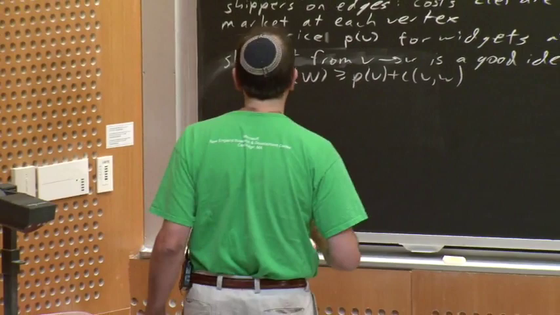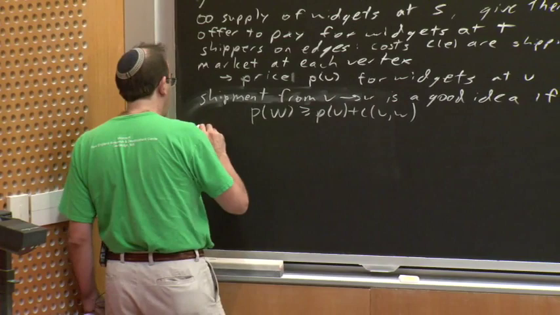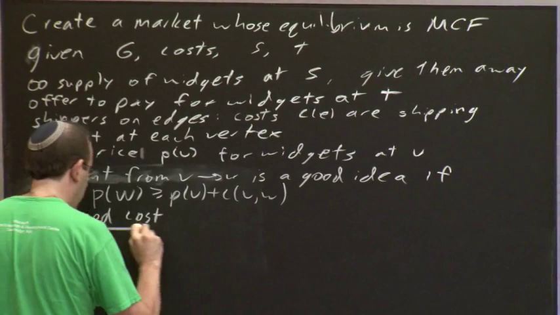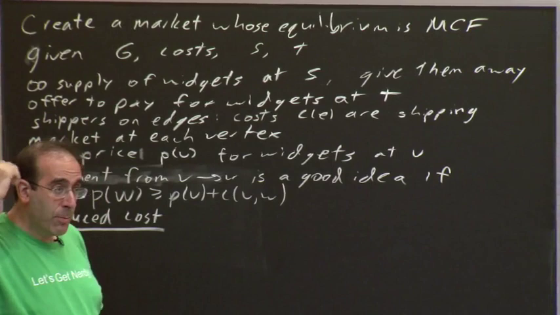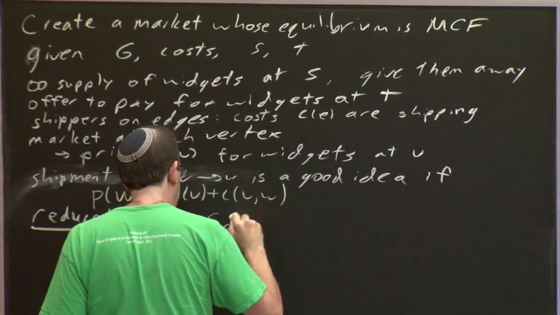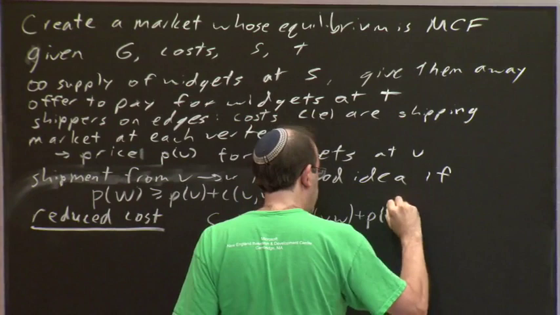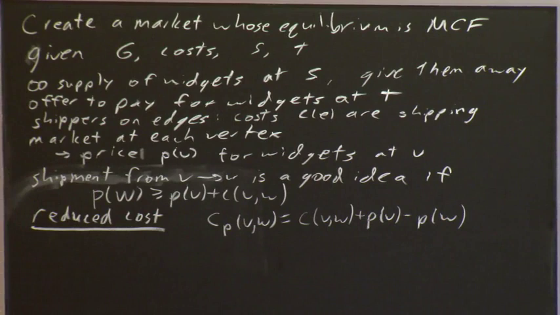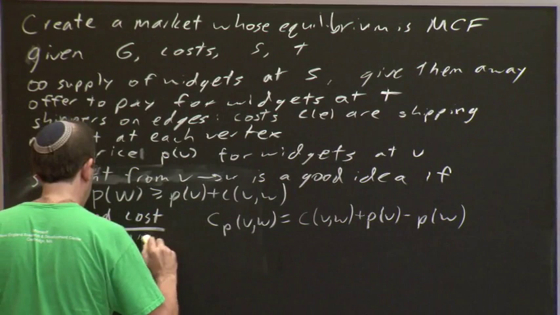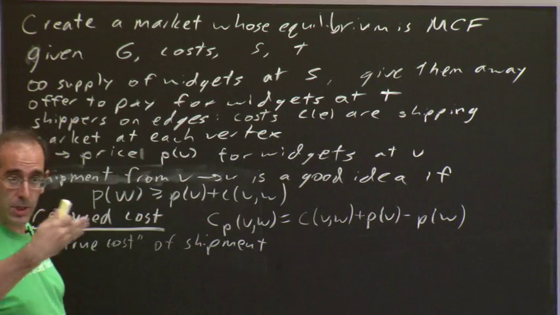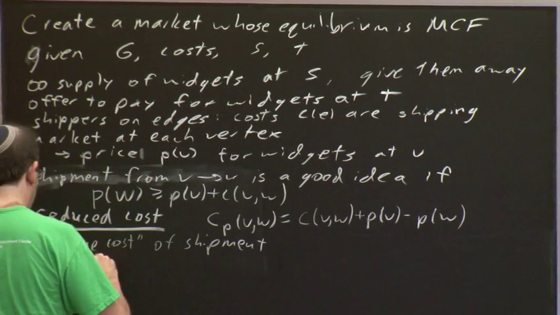So in order to capture this notion of profit, I'm going to define this important concept of a reduced cost. And I'm hoping that this will jog some memories of what you did in homework this week. I'm going to call CP of VW equal to the original cost of VW plus the price at V minus the price at W. Which you can think of as kind of the true cost of the shipment, if you include the purchase and sale. And if it's negative, then we have a profitable route.